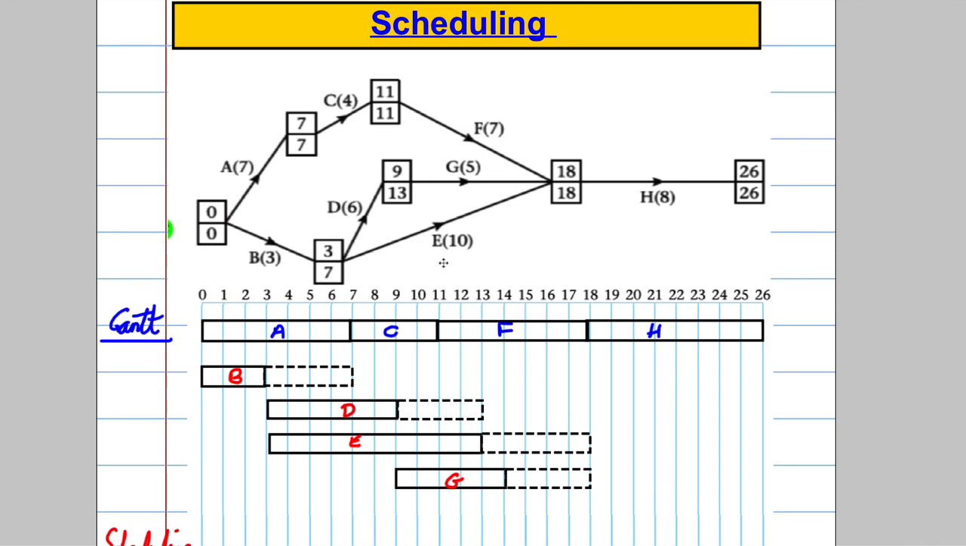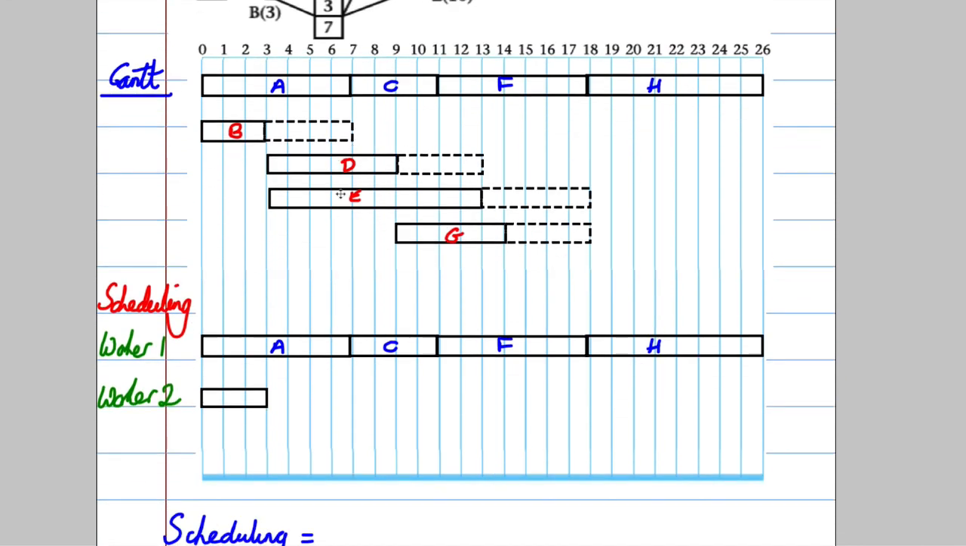Now D and E must happen after B, so it's got a choice of which one to do from that stage. Do D or do E. So for example, let's do D. There's no harm in doing D here. So we do D at this point here, and D is 6 long. So 1, 2, 3, 4, 5, 6. Okay, so worker 2 can do that.